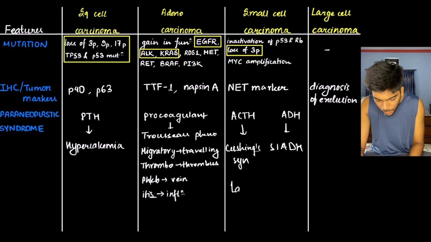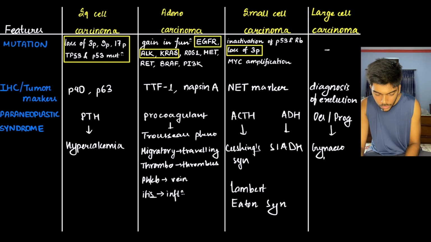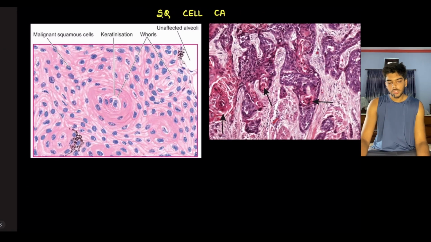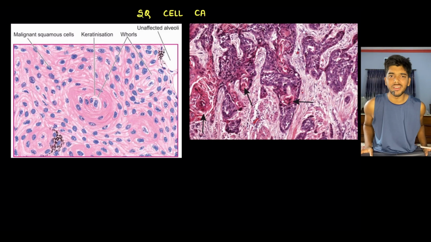Small cell carcinoma can also lead to Lambert-Eaton syndrome. Okay. Large cell carcinoma produces estrogen/progesterone, which can lead to gynecomastia in male. Gynecomastia in male. Okay. Next. Okay, finally, really important.